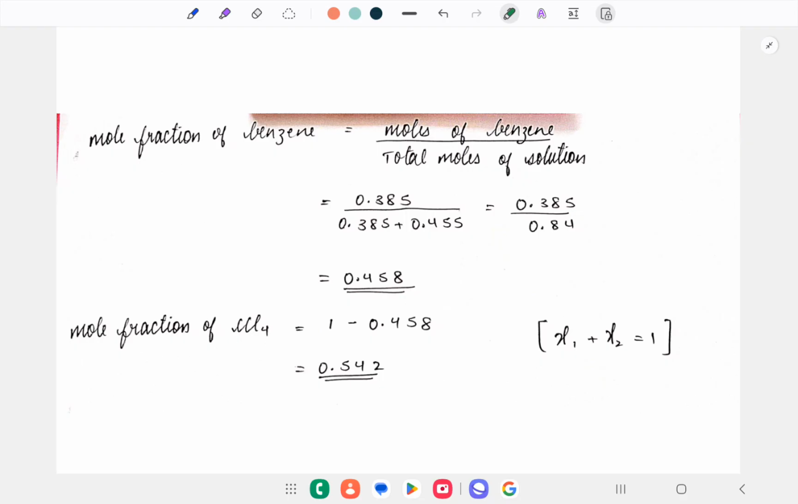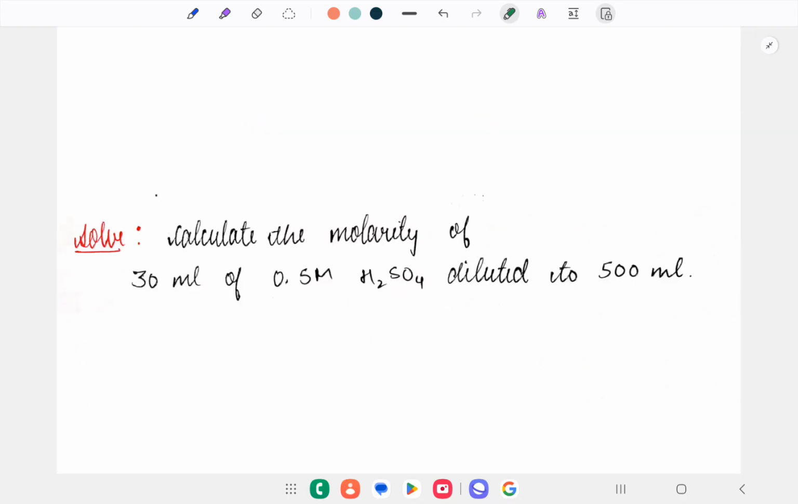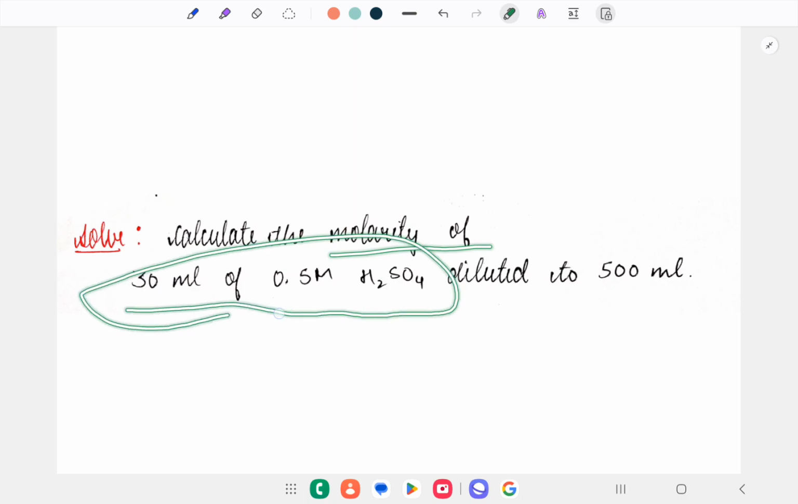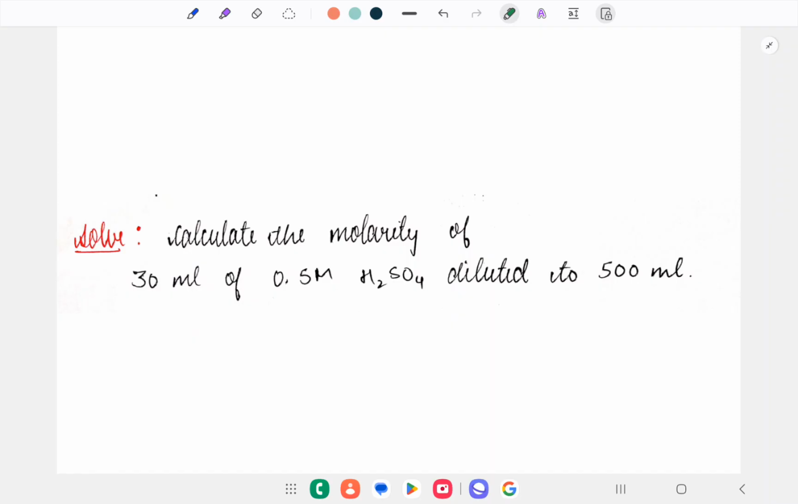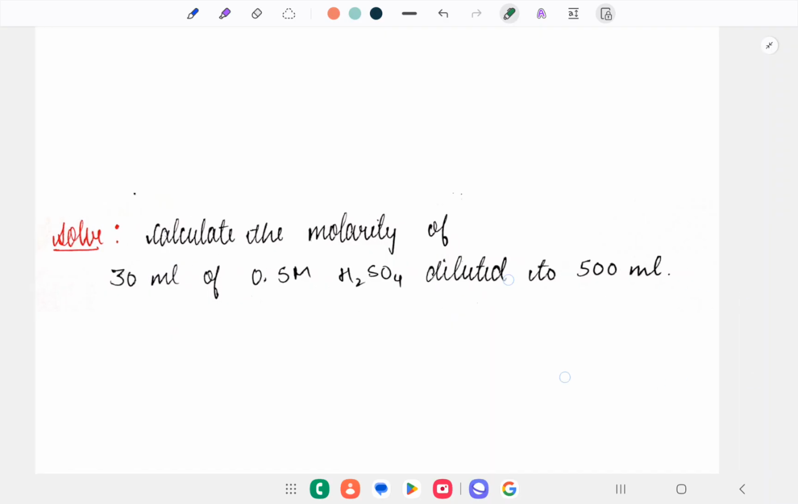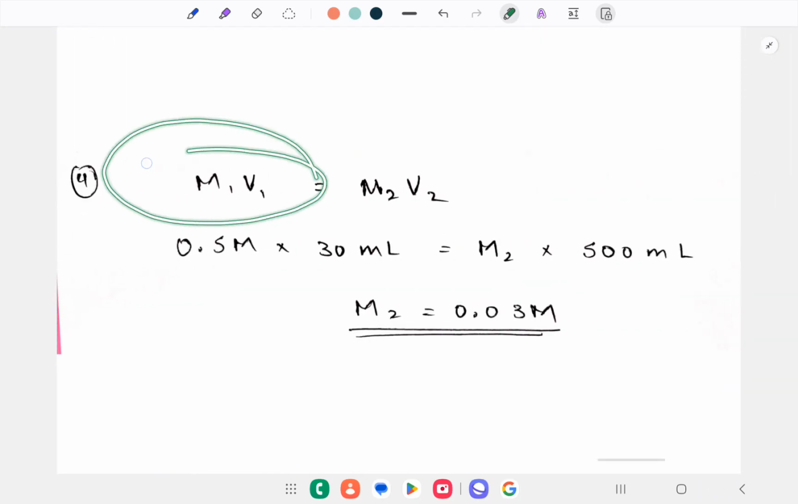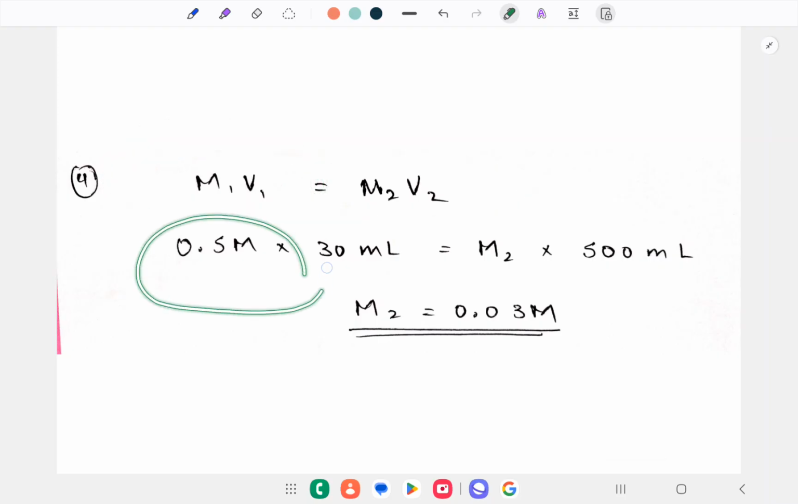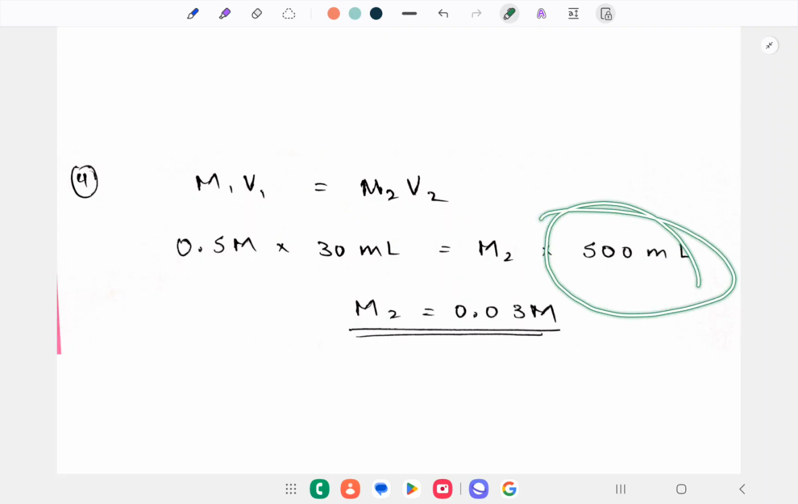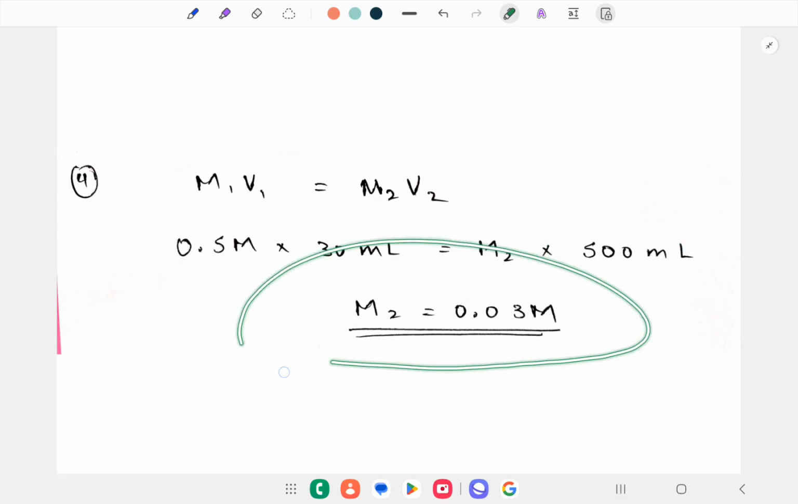Moving to the next question, we have to calculate the molarity of 30 ml of 0.5 molar H2SO4 diluted to 500 ml. So an easy formula to remember is M1V1 is equal to M2V2. So we are provided with M1V1, which is 0.5 molar into 30 ml, and we have to find M2, and we are given that the volume should be 500 ml. So we can easily find M2 to be 0.03 molar.